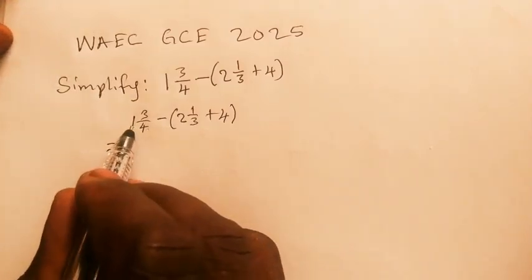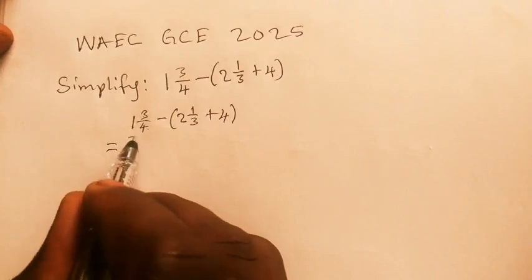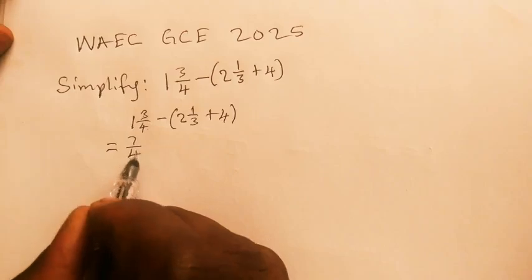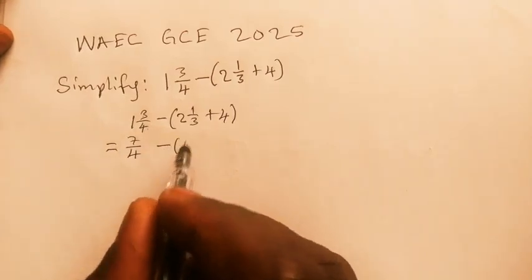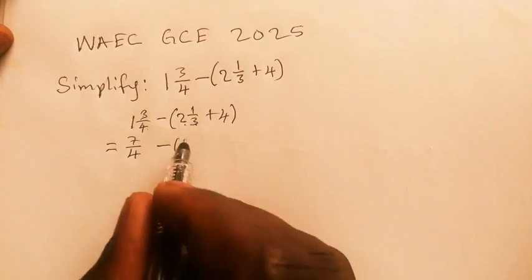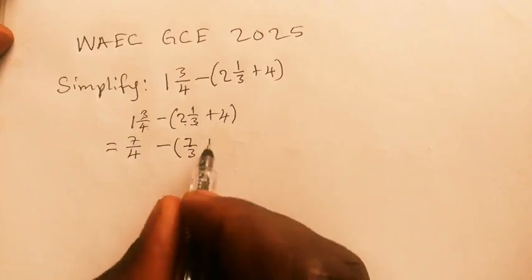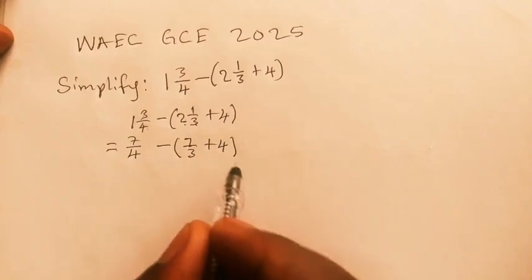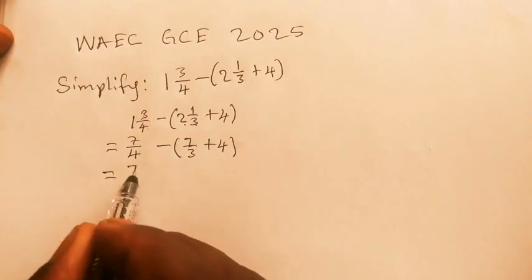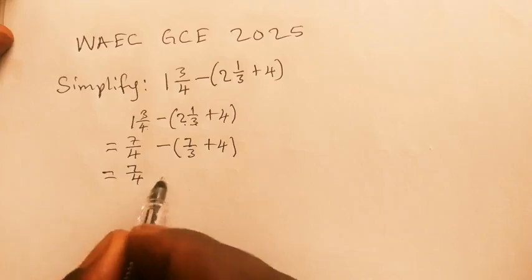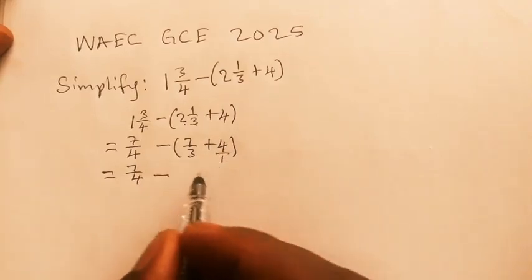this times this is 4 plus this will give us 7 over 4 minus open bracket, this times this is 6 plus 1, 7 over 3 plus 4, so that this will give us 7 over 4 minus, we balance here with 1.